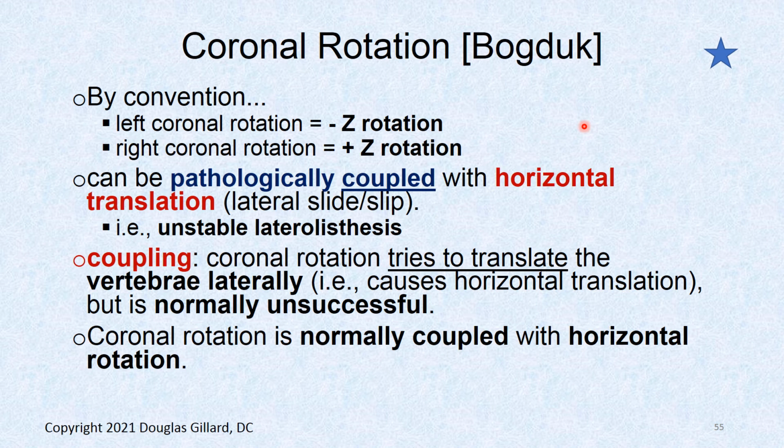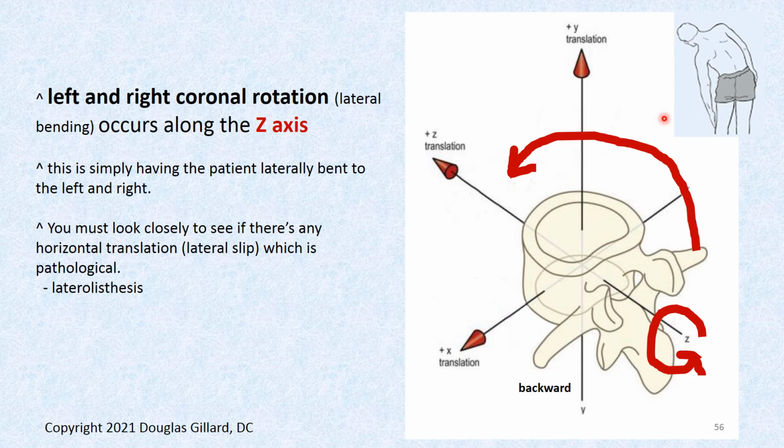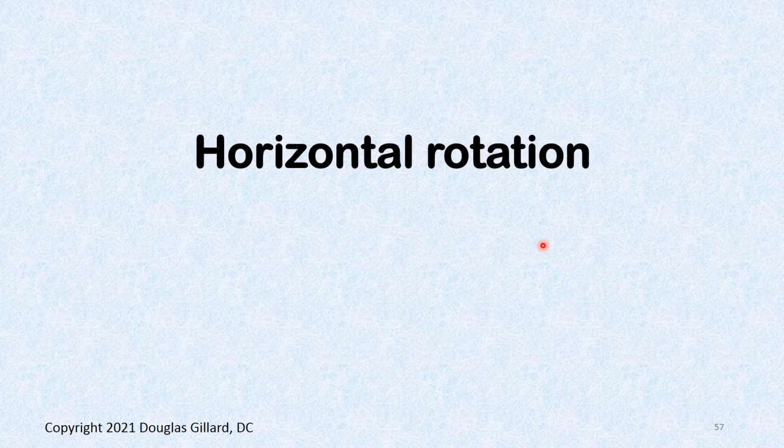And I'm not going to get into this, but coronal rotation is also normally coupled with horizontal rotation, which we haven't talked about. We will talk about that. Have we talked about that? I don't know. We'll find out. All right. So now we're bending around this stick stuck through the vertebrae. So that's left and right coronal rotation. See how that works.